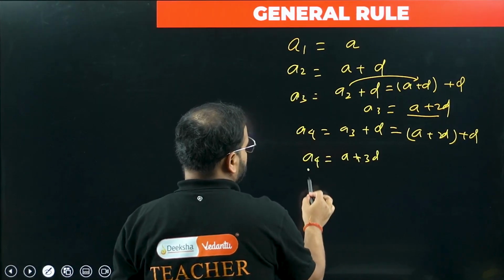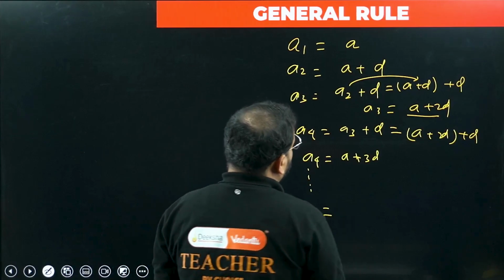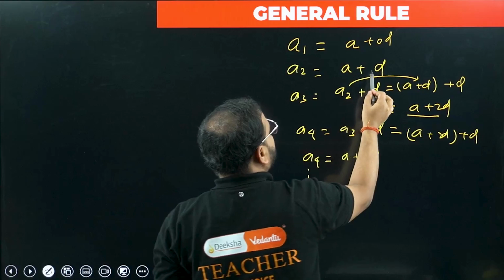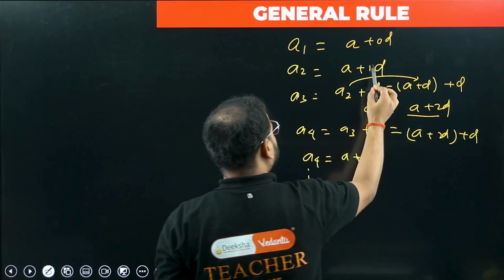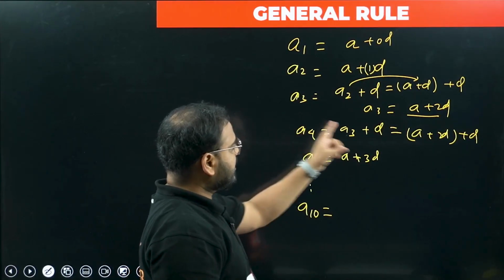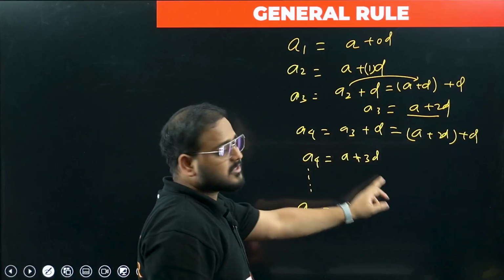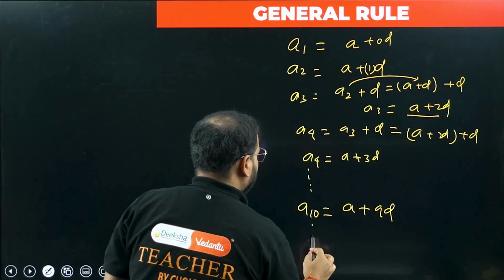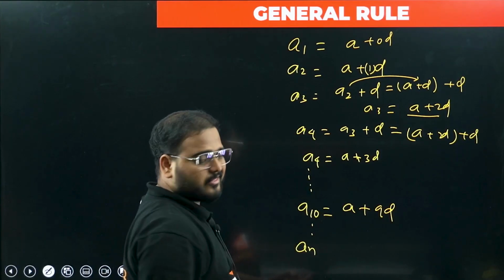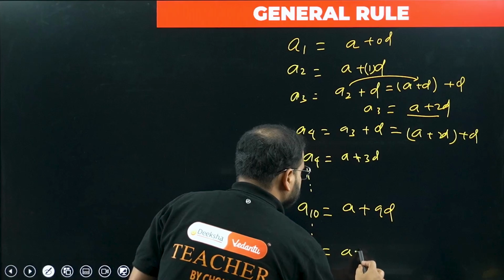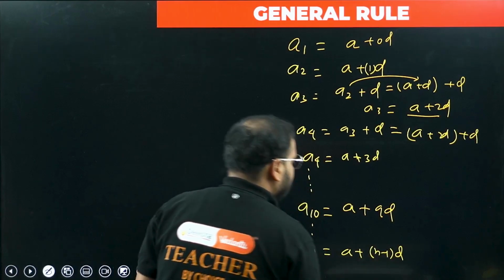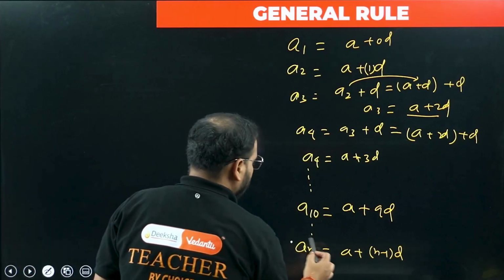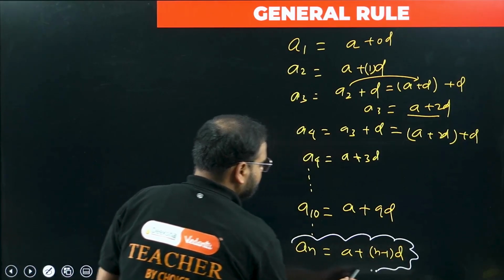So if you write it like this, a1 was a plus 0D, a2 was a plus 1 into D, a3 was a plus 2D, a4 was a plus 3D. So a10 will be a plus 9D, and similarly the nth term, an, will be a plus n minus 1 times d. This is the general rule, the nth term formula, for arithmetic progression.